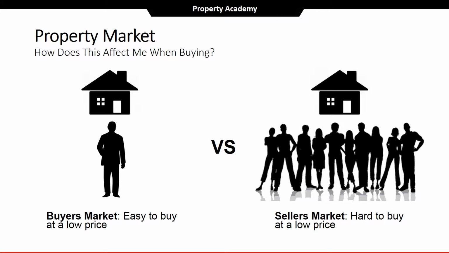Now on the other spectrum, you can see in the image here that there's one house available but there's a ton of people looking at that property. Everyone's got finance and is ready to go. Well, guess what? It's going to be pretty difficult in a seller's market for you to buy at a low price because there's so many people competing with you. So it's very straightforward, and I hope that makes sense.